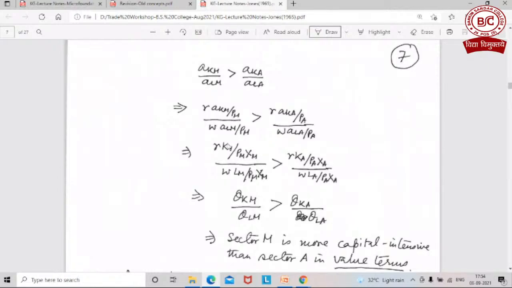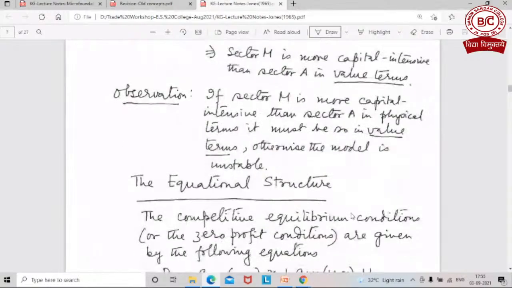So this is just spoon feeding what I'm doing. R KM by PM XM. This is W LM by PM XM. So R KA by PA XA. W LA by PA XA. So what is this? This is theta KM, isn't it? Yes, sir. This is theta LM. So if aKM by aLM is greater than aKA by aLA, then obviously in terms of theta it is also true. That means if sector M is more capital intensive than sector A in physical terms, it must be so in value terms as well. Yes, sir. Got it.